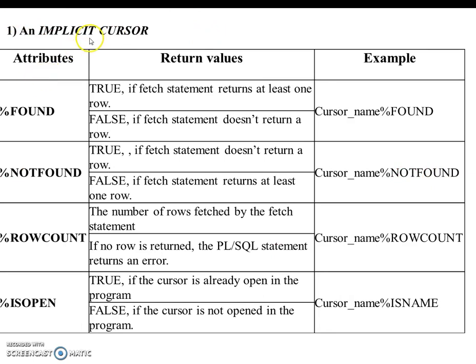As shown on your screen, these are the available attributes for a cursor, and basically those attributes, if used with a cursor name, that means SQL%FOUND, followed by the SQL name, then they must be referred to as an implicit cursor. So for an implicit cursor, all those attributes must be written with the SQL keyword. So SQL%FOUND, SQL%NOTFOUND, SQL%ROWCOUNT and SQL%ISOPEN are the general purpose implicit cursor attributes.